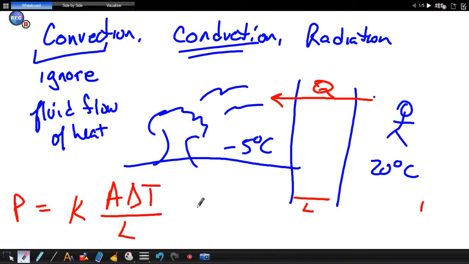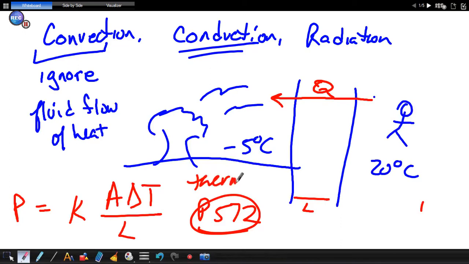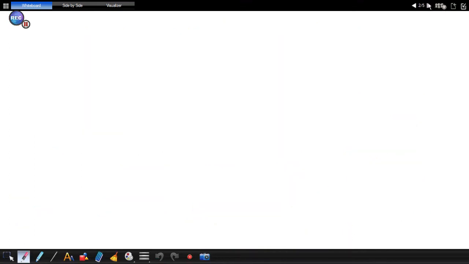And this constant you can find on page 572. It is a material constant, what's called the thermal conductivity. Thermal conductivity. All right, is K. All right, so we're going to go and do an example problem.